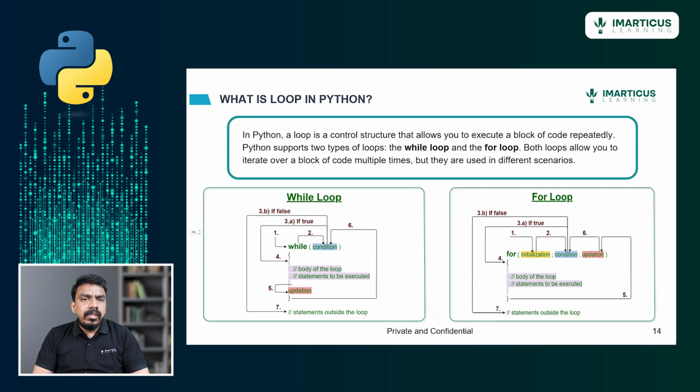When to use a for loop? When you know the number of iterations. For example, if I want to do a certain task 5 times, I will go for a for loop. But if I don't know how many times, and I want to do certain operations until I achieve something, at that particular time I will go for a while loop.